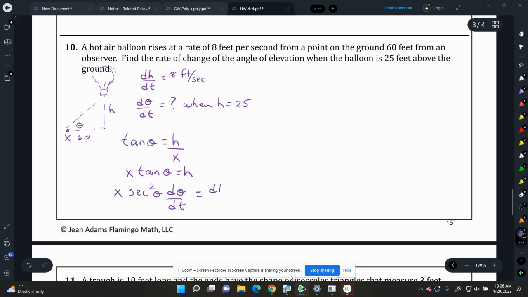equals dh/dt. Oops, I'm sorry, I forgot to do the other part of it. First times the derivative of the second plus the second times the derivative of the first, dx/dt, equals dh/dt.